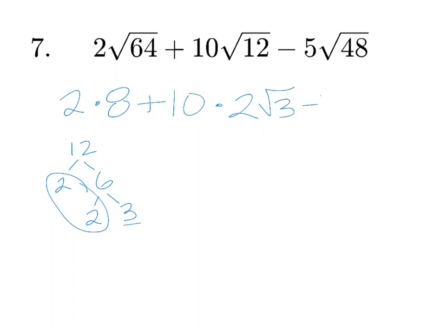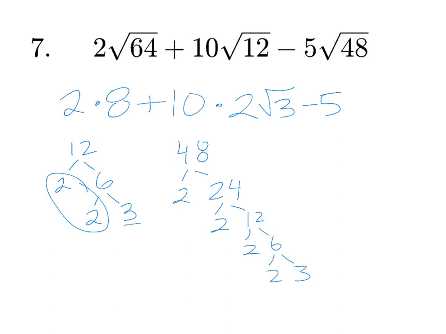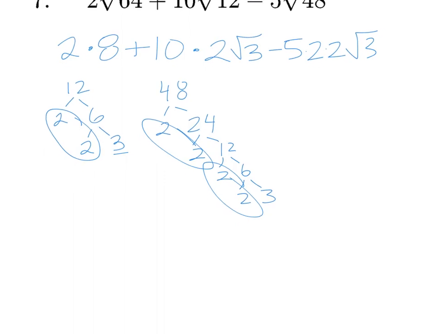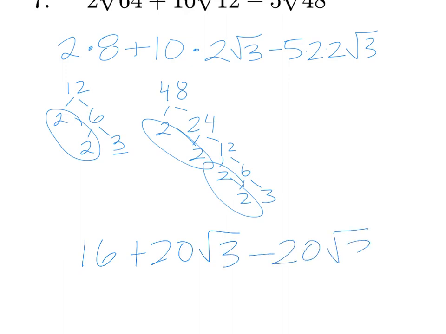All right, and I have minus 5 times, going to do the same thing with 48. I got 2 times 24, 2 times 12, 2 times 6, and 2 times 3. I have a pair, I have another pair. So I'm multiplying 2 times 2. What's left inside the radical is 3. All right, so simplifying everything here, I end up with 16 plus 20 square root of 3 minus 20 square root of 3. All right, so then these just cancel out, and I'm left with 16. Done.